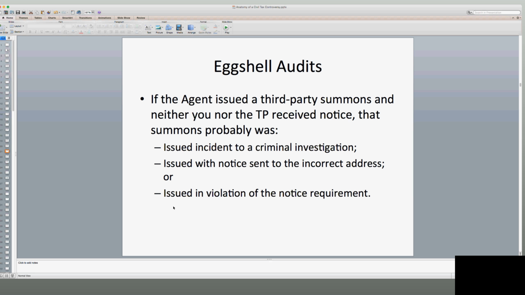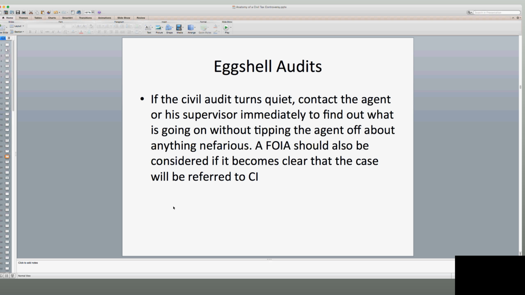Now, if the agent issued a third-party summons and neither you nor the taxpayer received notice, that summons was probably issued incident to a criminal investigation, because like we said, that makes the third-party summons notice null and void. Second, issued with notice sent to the incorrect address, or third, issued in violation of the notice requirement.